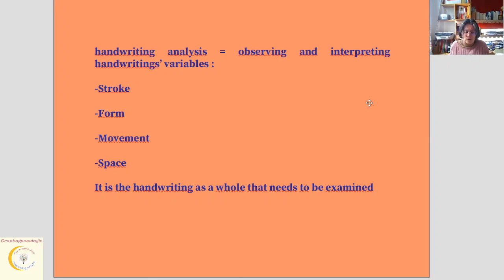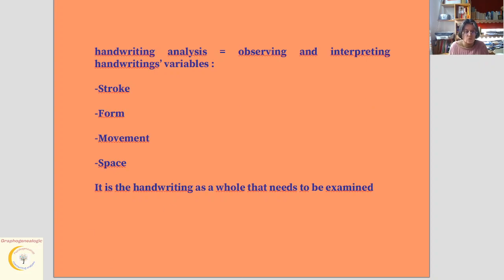It's not just one letter, you know. You cannot just say, oh, my T-bars are this way, so this means this and that. No, you have to look at the whole handwriting. Of course, we will look at the T-bars or the shape of this or that letter, but at the end, it will either confirm something in the rest of the writing, or it will contradict it, and it has to be balanced with the rest of the handwriting. It's not just one small letter or isolated shape in the handwriting that will give you personality traits. It doesn't work this way.